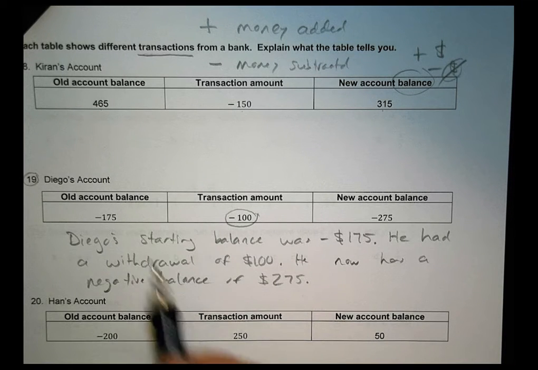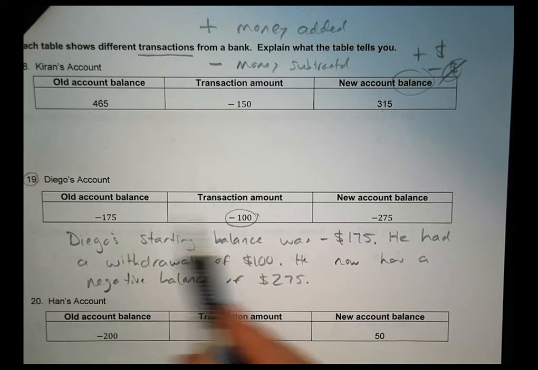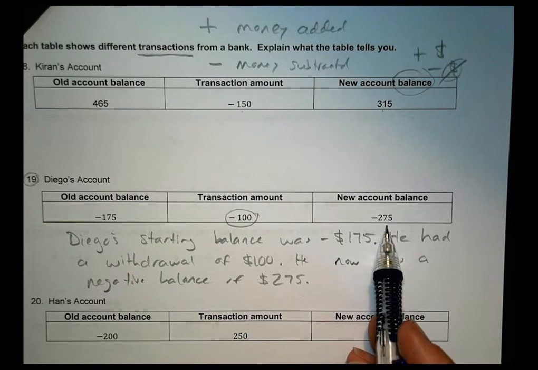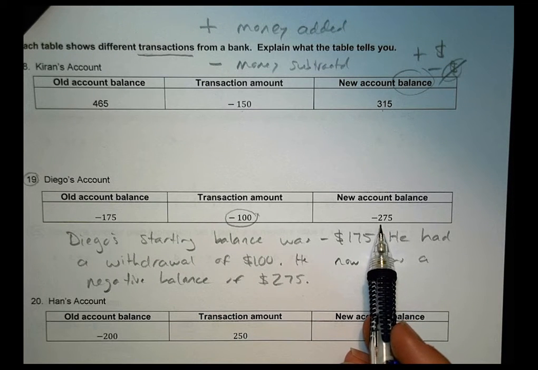So what we're seeing with Diego is this. He had no money in his account. He took out another $100. So now his account is what we call overdrawn by $275. Right? It doesn't make a lot of sense.